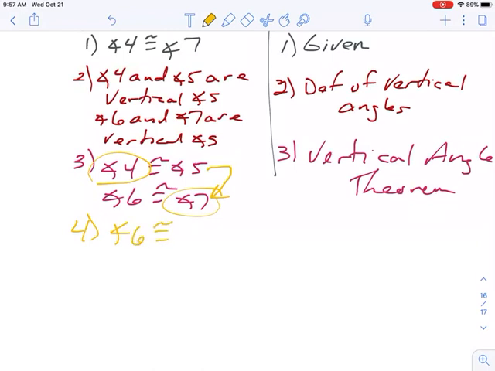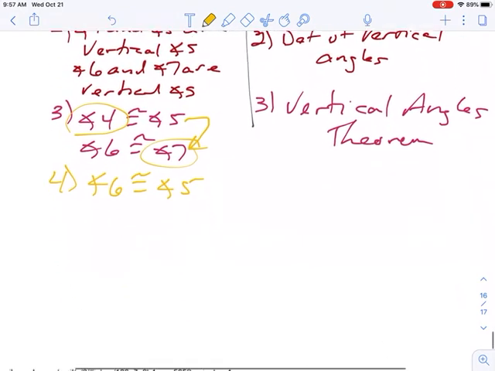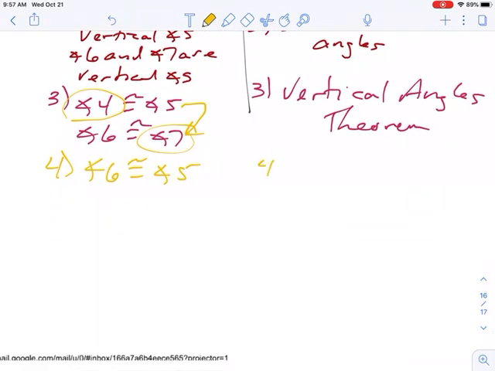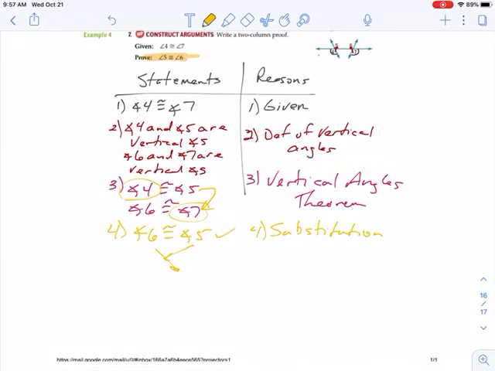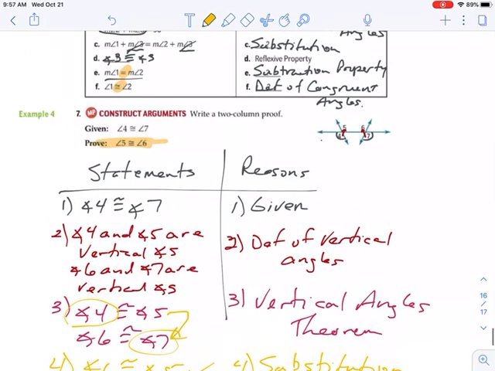Angle 6, I'm just copying the line up above, is congruent to angle 5. That's where we're going, isn't it? 6 and 5, absolutely. For the reason, I'll use substitution. Transitive property works, as well as syllogism. And done. I'm not going to make you switch those around. We could use the symmetric property and switch those the way they have them up there, but it doesn't matter. We already know that.